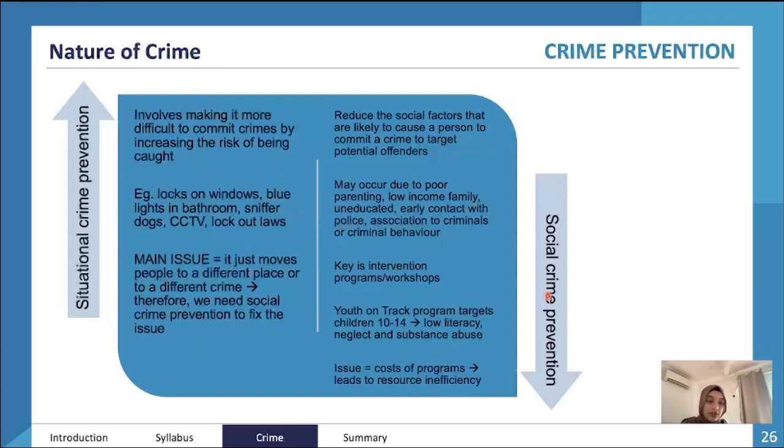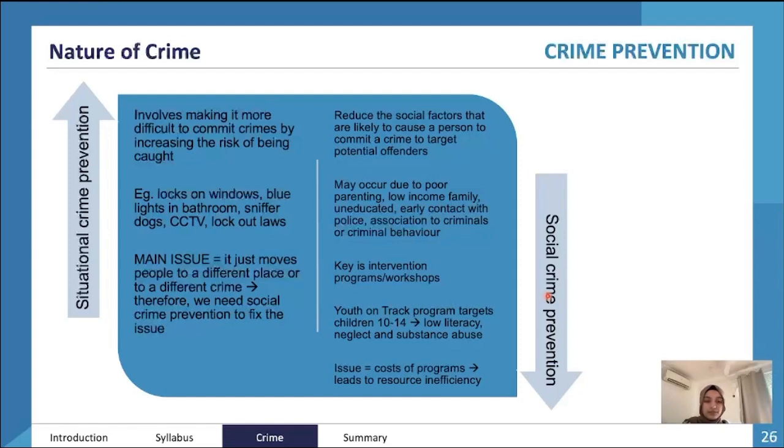And crime prevention. So we have situational and social crime prevention. Situational crime prevention is making it more difficult to commit crimes by increasing the risk of being caught. So basically creating situations where crime is just very unlikely to happen. If you lock your windows, it's less likely that someone will be able to climb in and steal or rob you. Blue lights in the bathroom, which are normally there, I believe, to make it difficult to inject drugs, because the color makes it difficult.